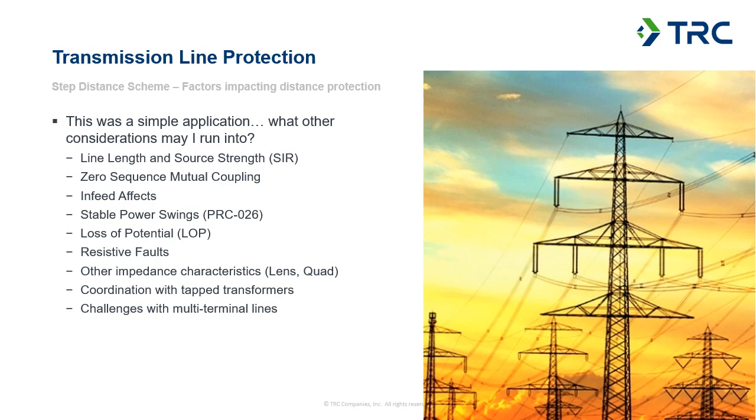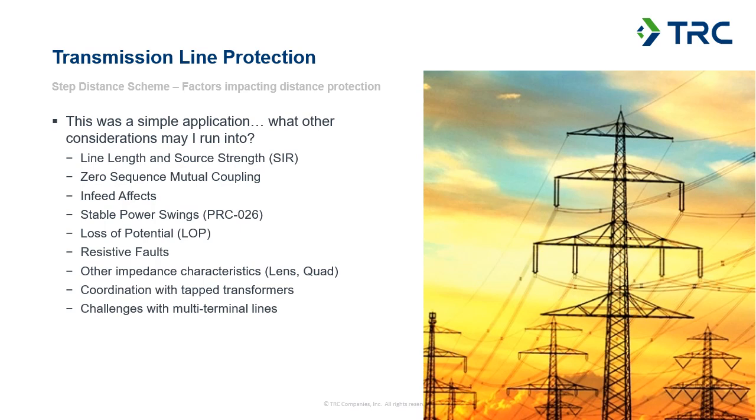There's also loss of potential. What is going to happen to your protection scheme if you blow a fuse on one of your line VTs? How is it going to operate when you lose one of your sensing methods, which is your voltage connection?